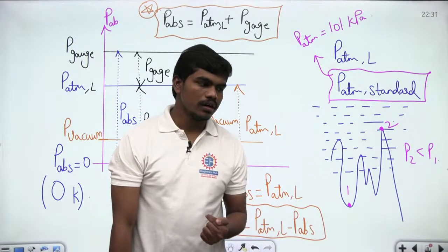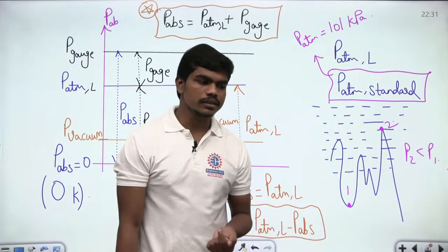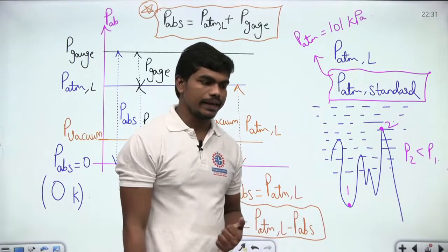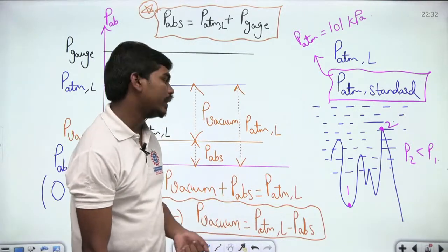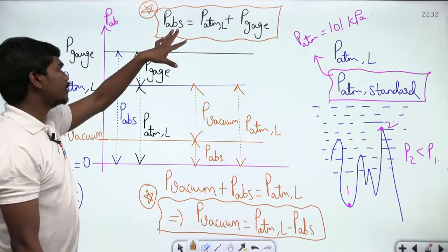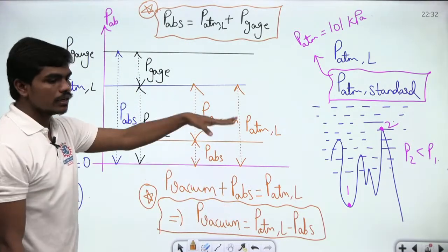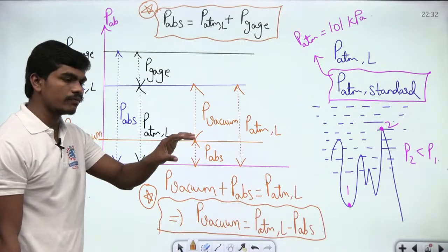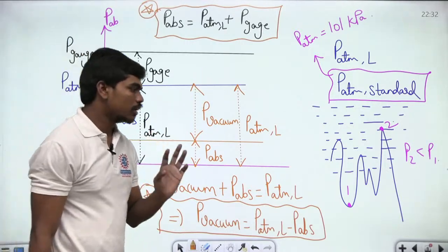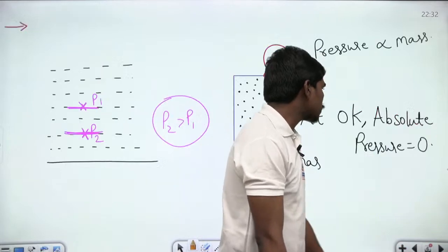In general, no. Correct? So absolute pressure won't be negative in general in any case. Fine. So this is how you will be converting, or you will get the absolute values from your gauges. Once the gauge reads some value, this is how you will have it.